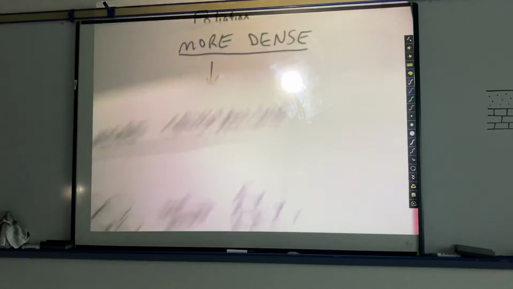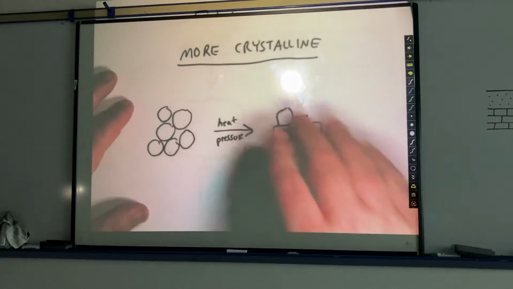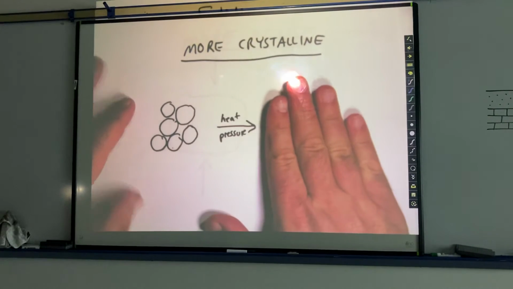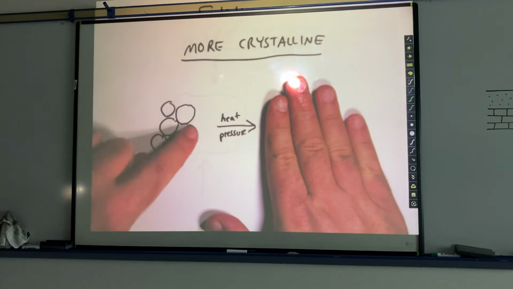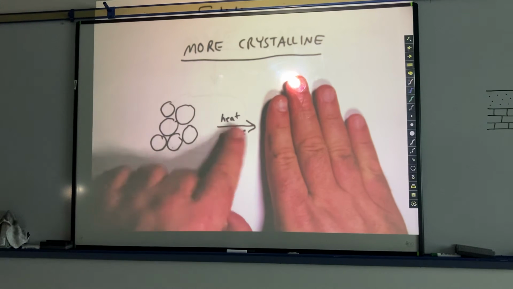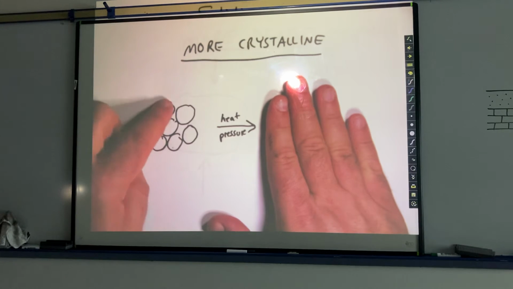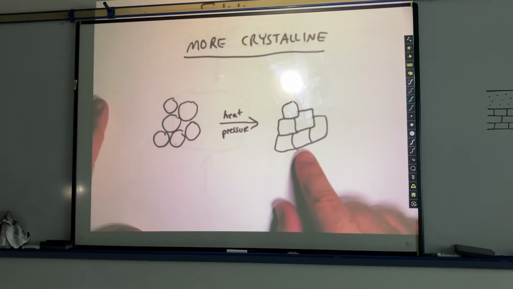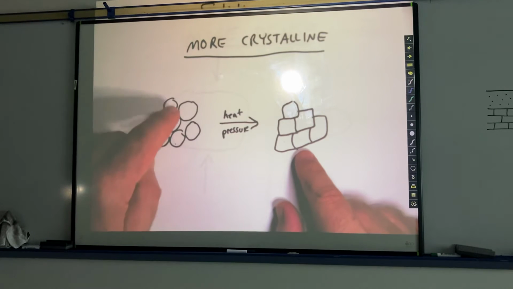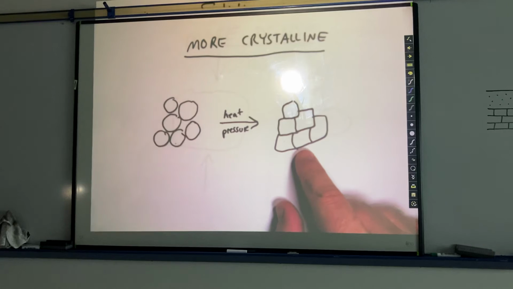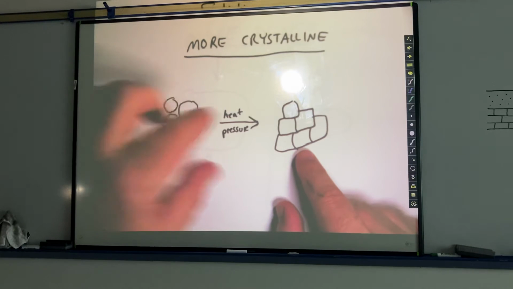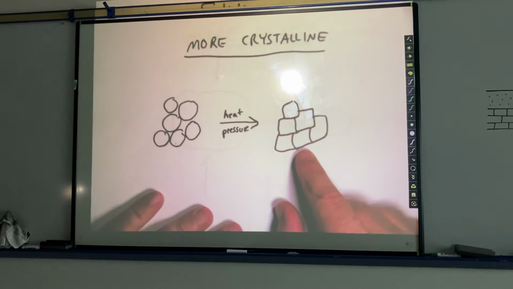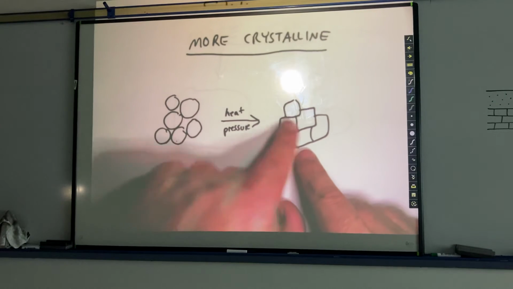Another feature metamorphic rocks can have is they can be more crystalline. So I could start off with something like a sandstone. I got a bunch of individual sand grains that gets exposed to heat and pressure, and those sand grains kind of morph into quartz crystals. So it can end up with something like that. Notice there's not the gaps between the sand grains anymore, and they're not roundish. They've kind of turned more to an interlocking crystal kind of look. It's the same chemical composition, it's just been turned from individual grains into crystals.